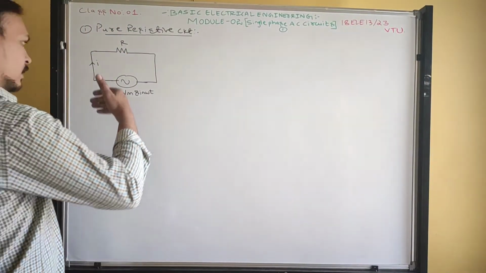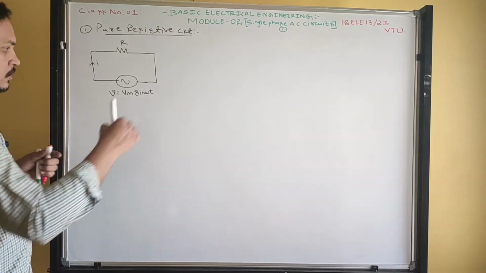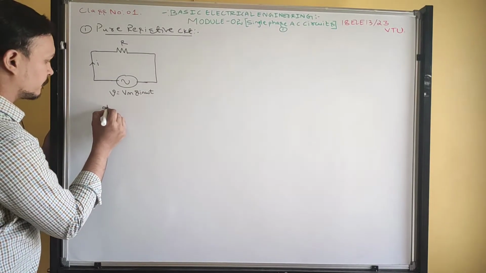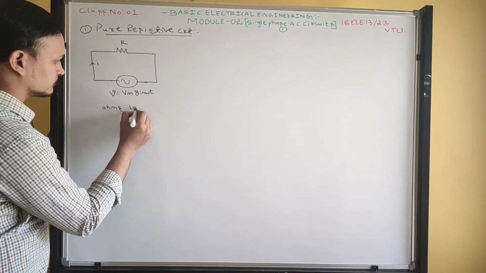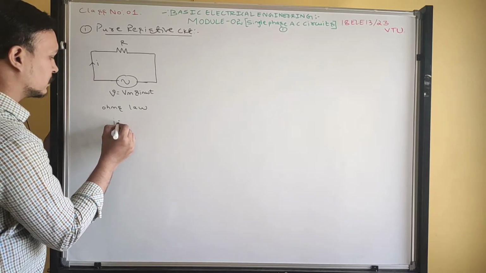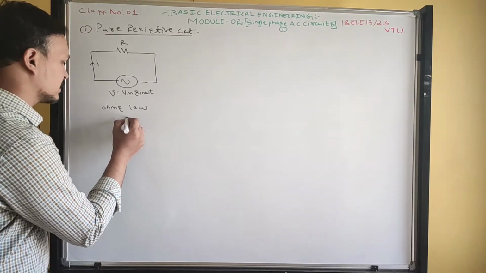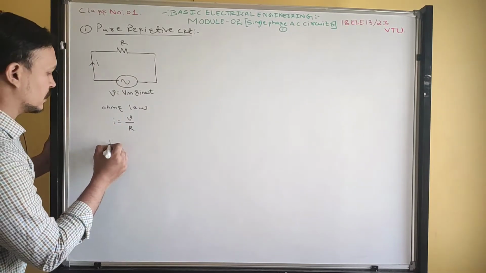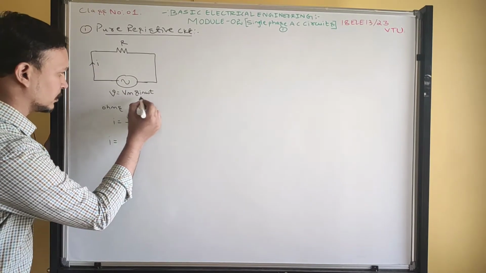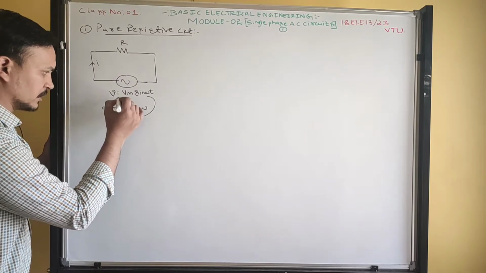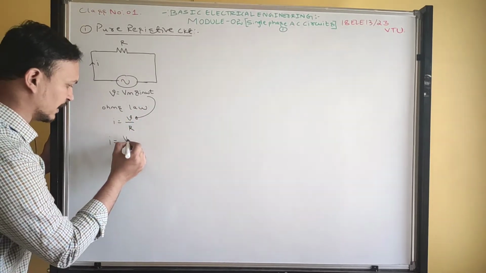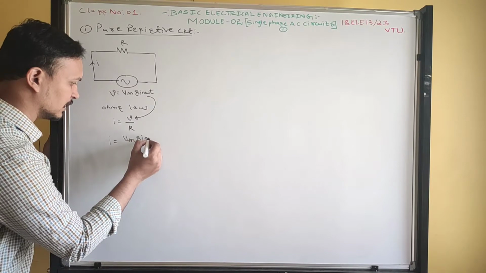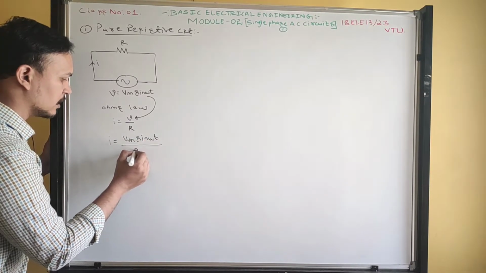So we can derive this. From Ohm's law, we know the current equation: I is equal to V by R. Now substitute this V here. What will you get? I is equal to Vm sin omega t divided by R.